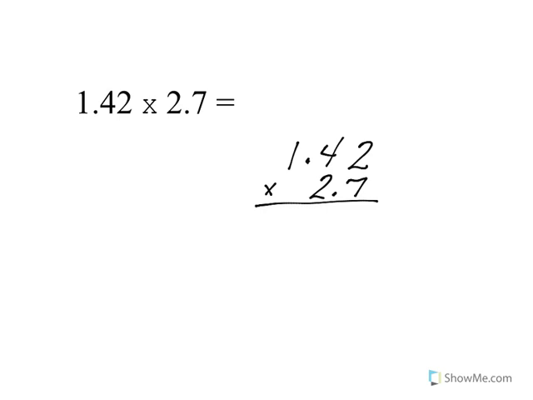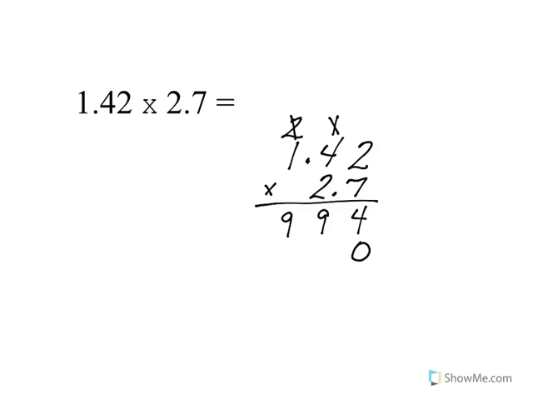So, 7 times 2 is 14. Put my 4, carry my 1. 7 times 4 is 28, plus 1 is 29. And 7 times 1 is 7, plus 2 is 9. I'm going to go ahead and cross out these up top. I'm going to put a 0 in as my placeholder because I'll be multiplying by the 2 now. And so my next partial product will start under the 2.